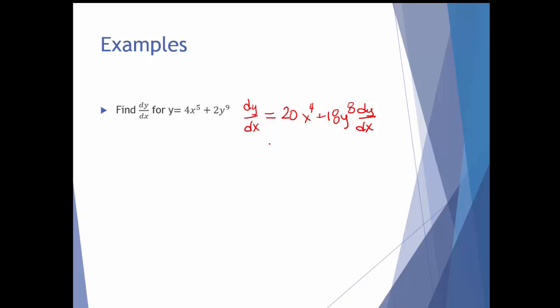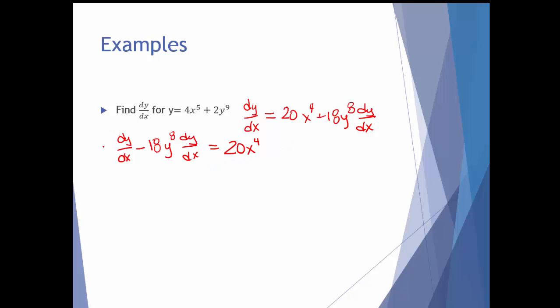So the technique when you need to solve for anything that shows up twice in your equation is to move every term that has what you're looking to solve for, in this case that's dy/dx, to one side. So I'm going to move this 18y to the 8th dy/dx to the left side of the equation. So I'll have dy/dx minus 18y to the 8th dy/dx. And then any term that doesn't have a dy/dx is going to stay on the right-hand side.